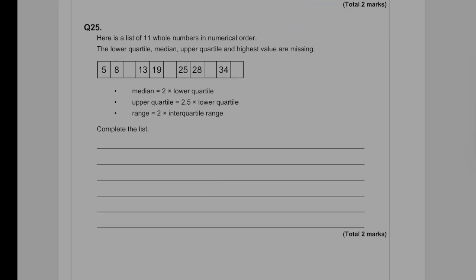Okay, question 25. Here is a list of 11 whole numbers in numerical order. The lower quartile, the median, the upper quartile, and the highest value are missing. The median is equal to 2 times the lower quartile. The upper quartile is 2.5 times the lower quartile. And the range is 2 times the interquartile range. Complete the list. Okay, right.